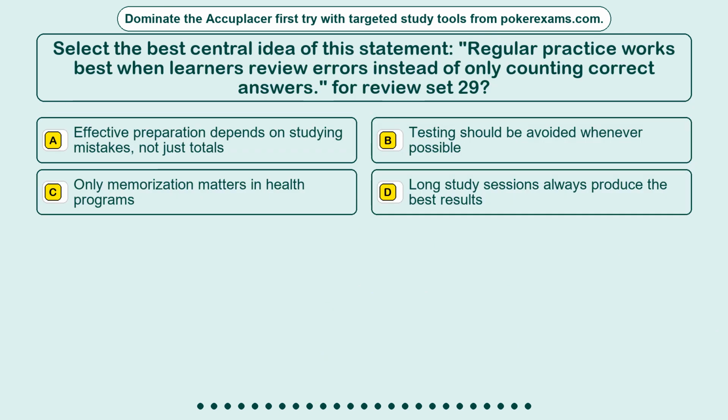Question 13. Select the best central idea of this statement. Regular practice works best when learners review errors instead of only counting correct answers, for review set 29. Option A, effective preparation depends on studying mistakes, not just totals. Option B, testing should be avoided whenever possible. Option C, only memorization matters in health programs. Option D, long study sessions always produce the best results.